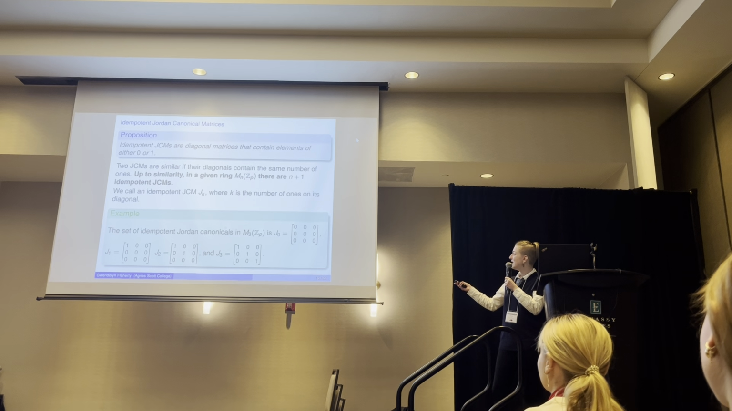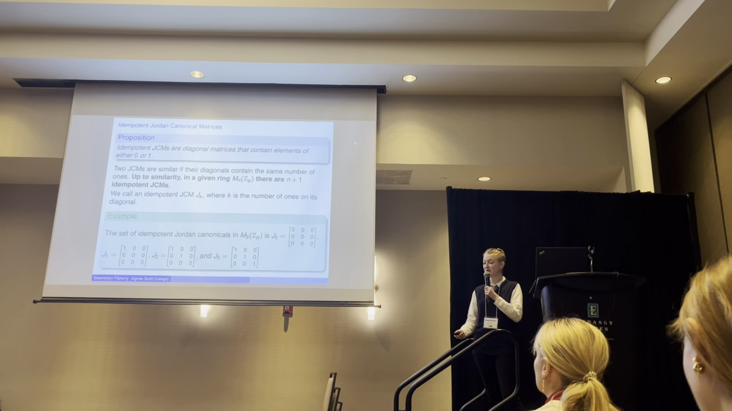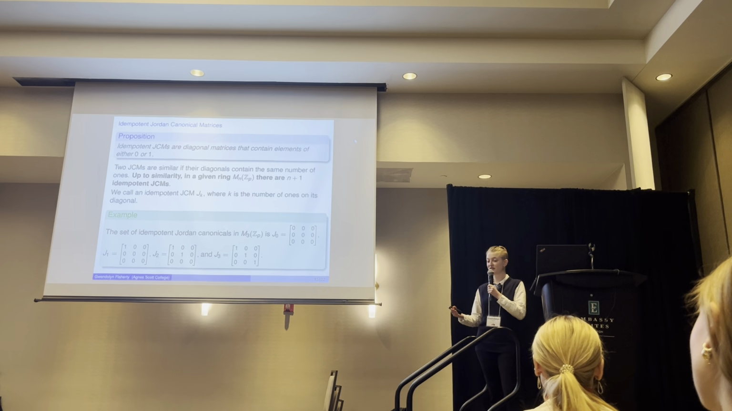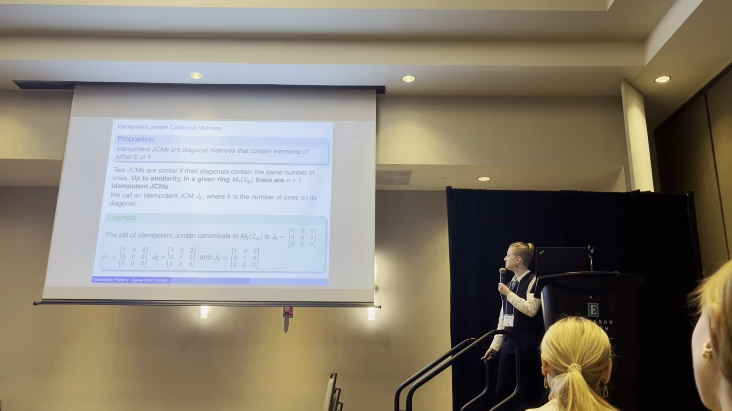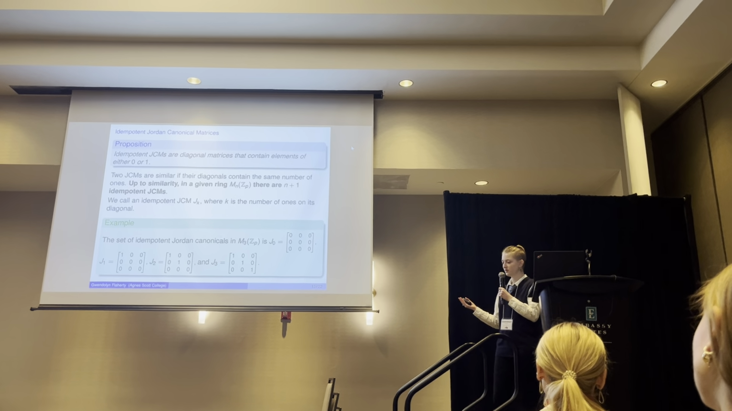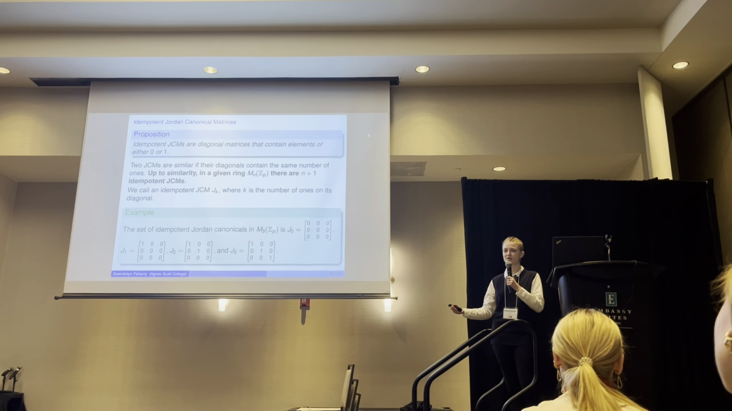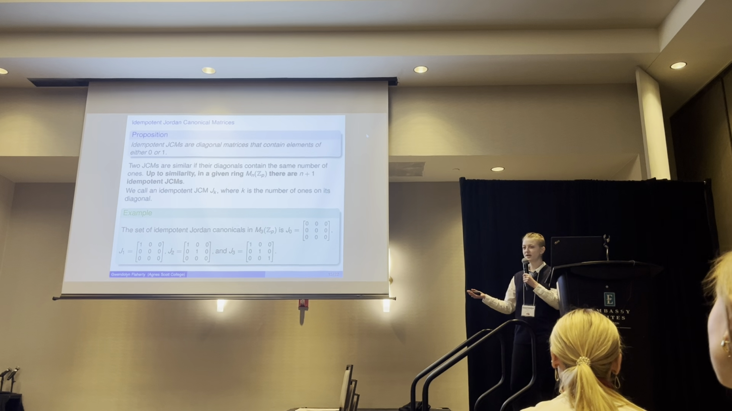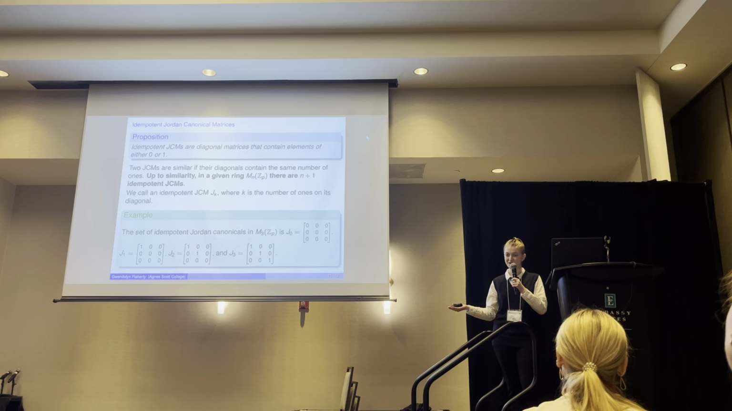So let's take a look at what idempotent Jordan canonical matrices actually look like. They are diagonal matrices, and they contain elements of either 0 or 1. This is something that I determined in our research. And two idempotent Jordan canonicals are similar if they contain the same number of ones on their diagonal. And we really only care up to similarity because two similar Jordan canonicals will produce the same similarity class.